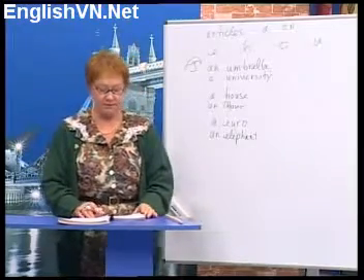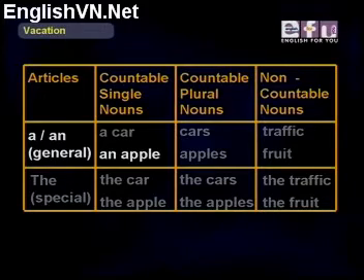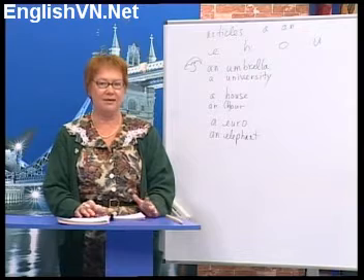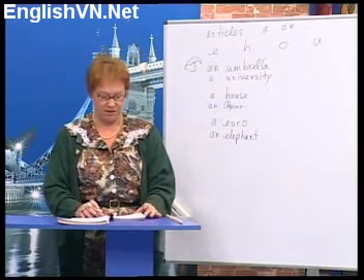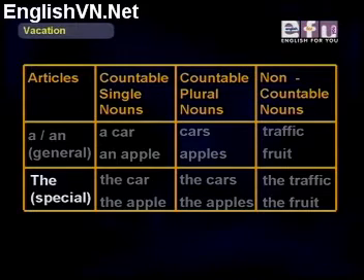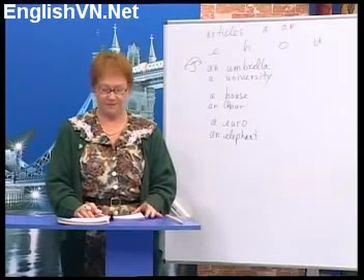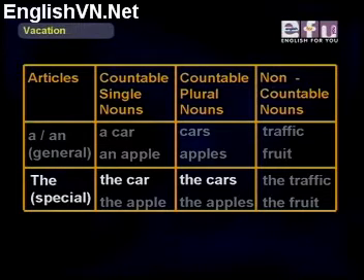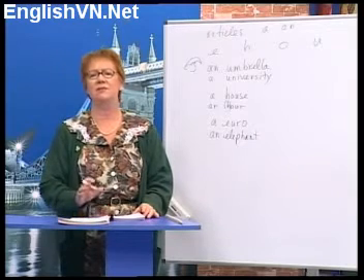Another example, countable single, an apple. Countable plural, apples in general. Non-countable, fruit. No a or an. Now, the is special or definite. So, with countable single nouns, we have the car. The car over there. Countable plural, the cars. And non-countable nouns, we can use the traffic. The traffic is terrible today.